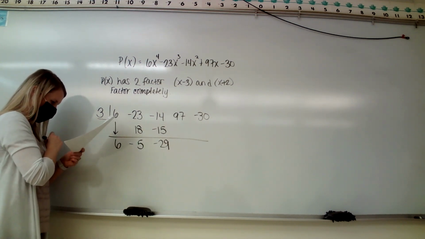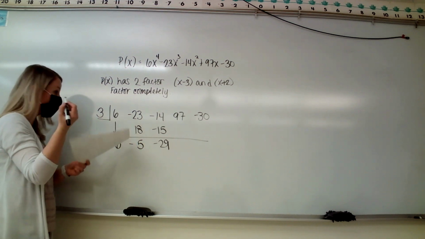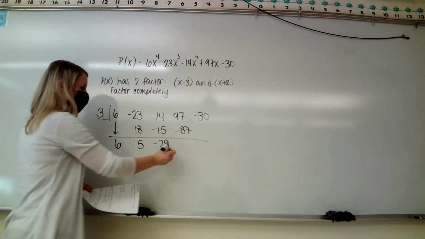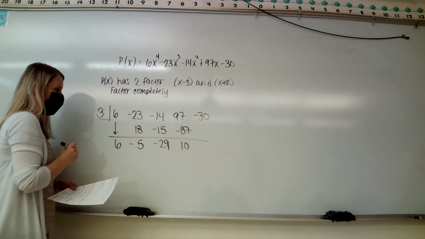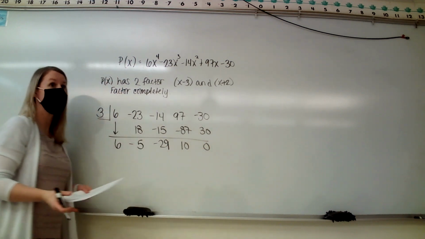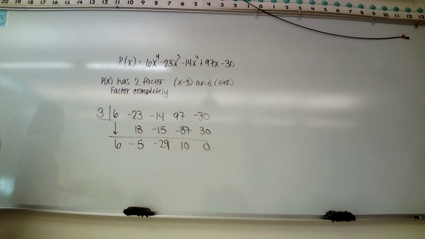3 times negative 29, I have no clue. Negative 87, let's use a calculator. That gives me 10. And then we get 30. And it makes sense that the remainder is 0 because it did tell us that this was a factor. So just make sure your work makes sense as you do it. So think about what that means.